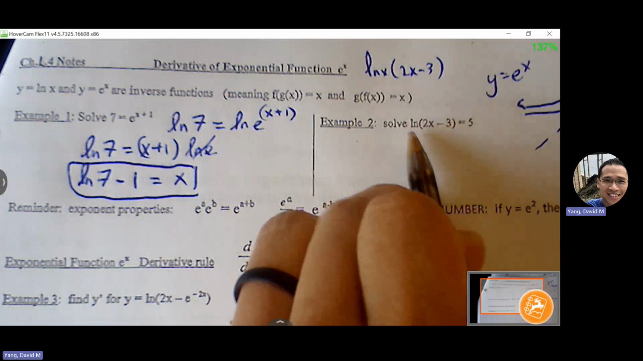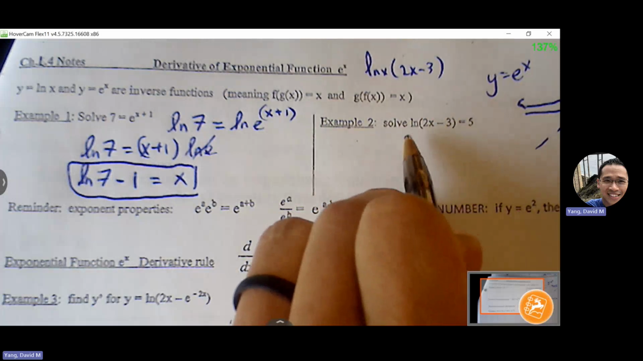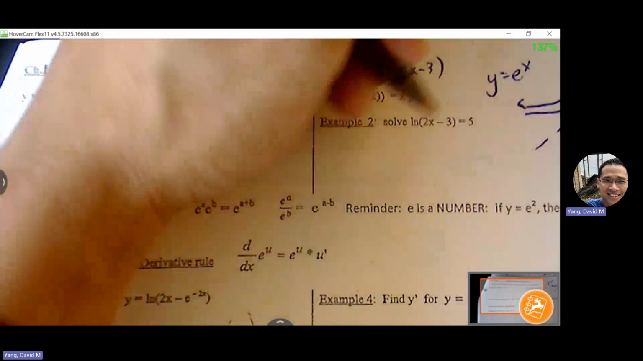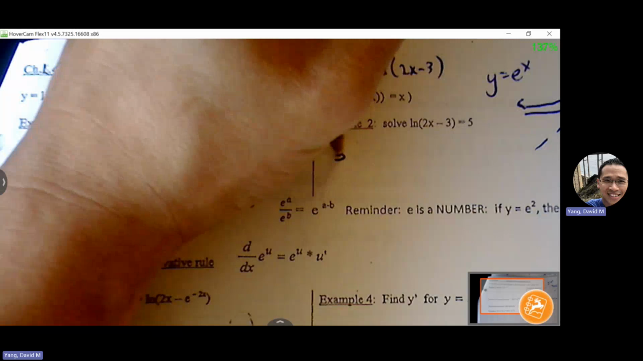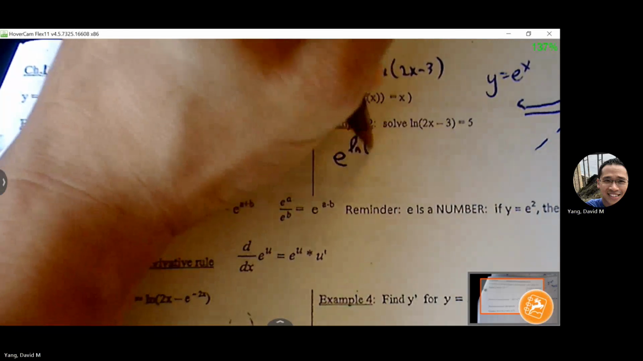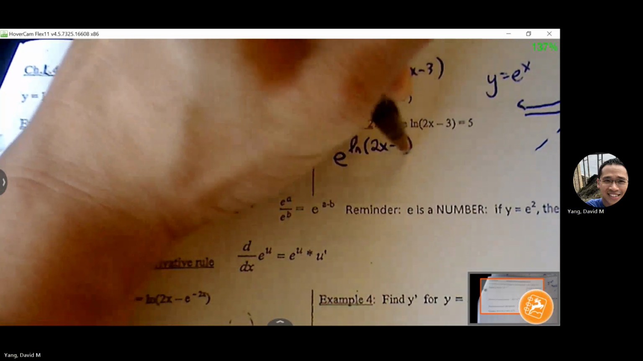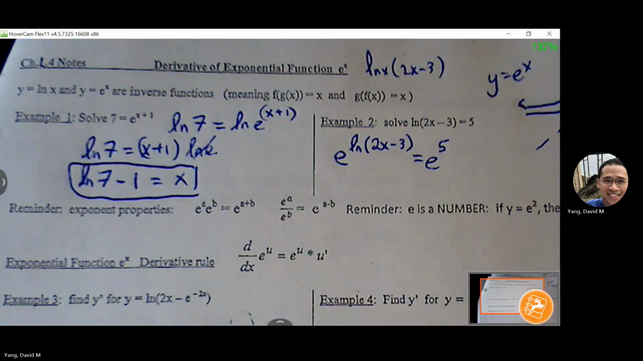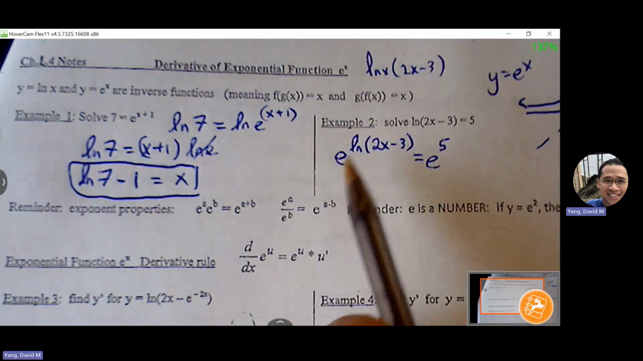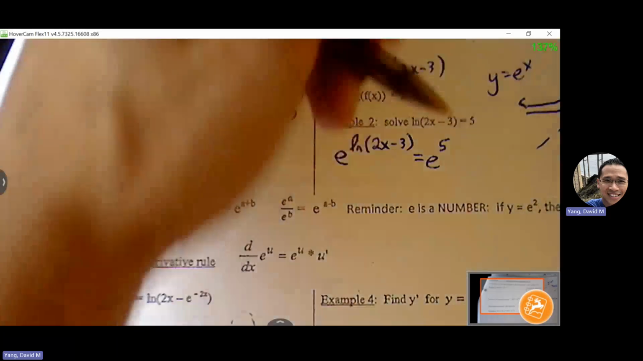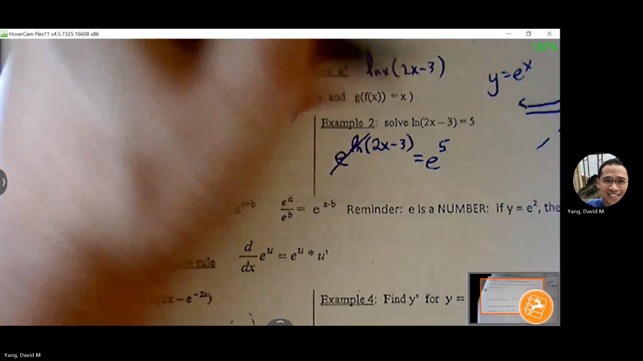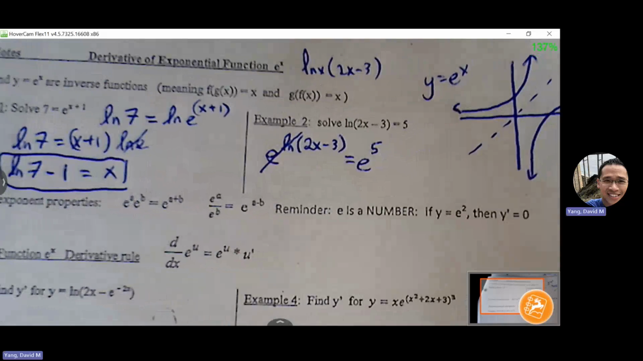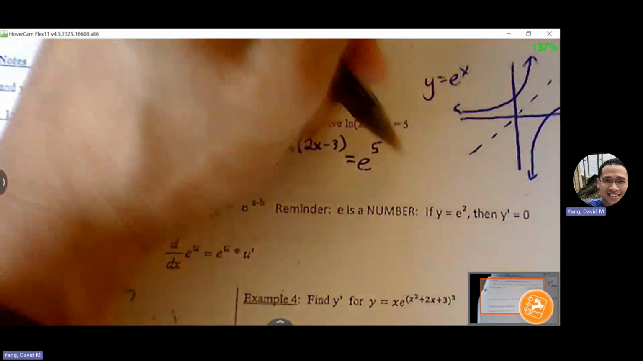If I want to solve for x, I have to find a way to undo that natural log. So the way I undo natural log is if I involve e, because I know that e and natural log have a way of canceling each other out. So the way that I get these together is I raise both sides with e as the base. Because I know that e and natural log have a way of undoing each other. So this will cancel out. The 2x minus 3 will drop down. And then we can have a much easier time solving for x.